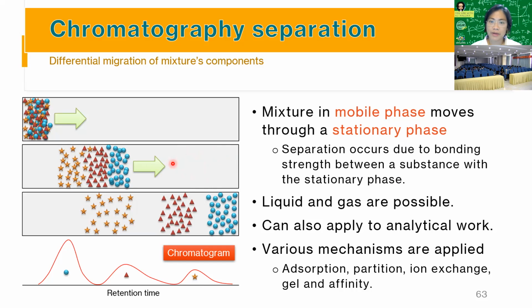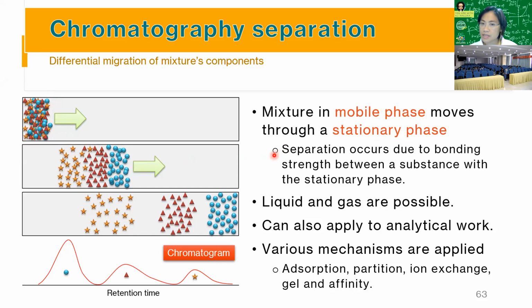So chromatography separation involves the mixture in a mobile phase moving through a stationary phase. These two words are the keywords in chromatography. Stationary phase is something that stays, doesn't move. The mobile phase is something that you flow through the stationary phase. And if the mobile phase contains the mixture that we want to separate, those substances will move at different rates through the stationary phase, and the separation occurs.